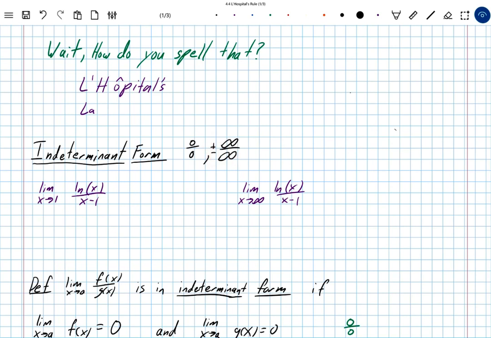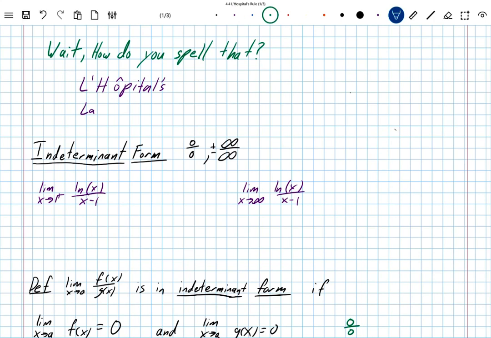Those are some of the most common cases where I would say, you can't just plug in and you don't know what that is. We should do some algebra to simplify it. But now we can not just do algebra, we can also do calculus to try to simplify it. So here is our first example. The limit as x goes to 1 from the right of the natural log of x over x minus 1.